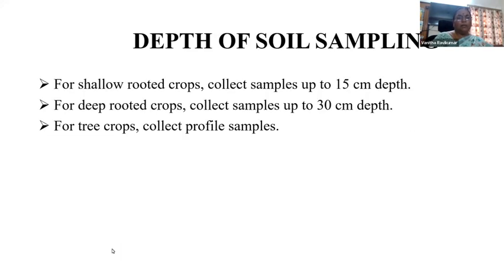How to judge the sampling depth: for shallow rooted plants, such as vegetables, go for 15 centimeter depth, and for paddy, oil seeds and pulses, also go for 15 centimeter depth. For deep rooted plants like cotton, go for 30 centimeter depth. For trees, you can collect profile samples.